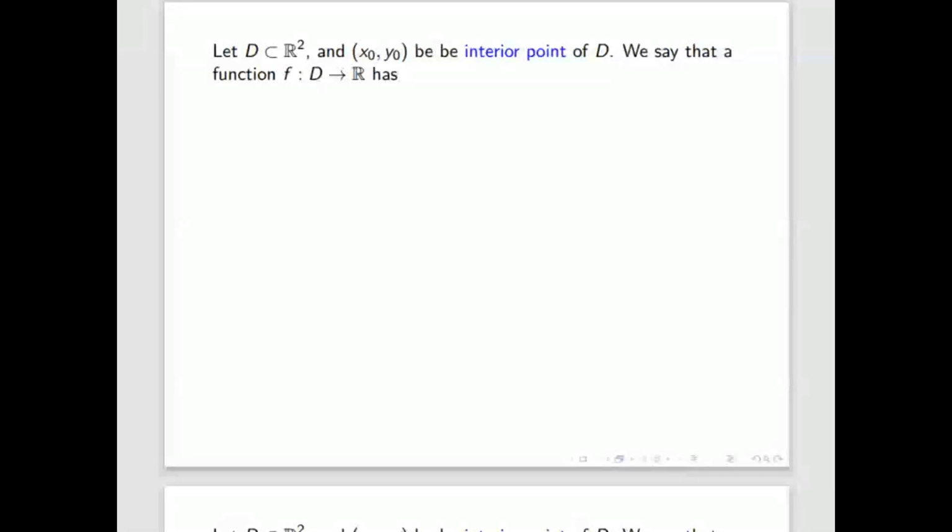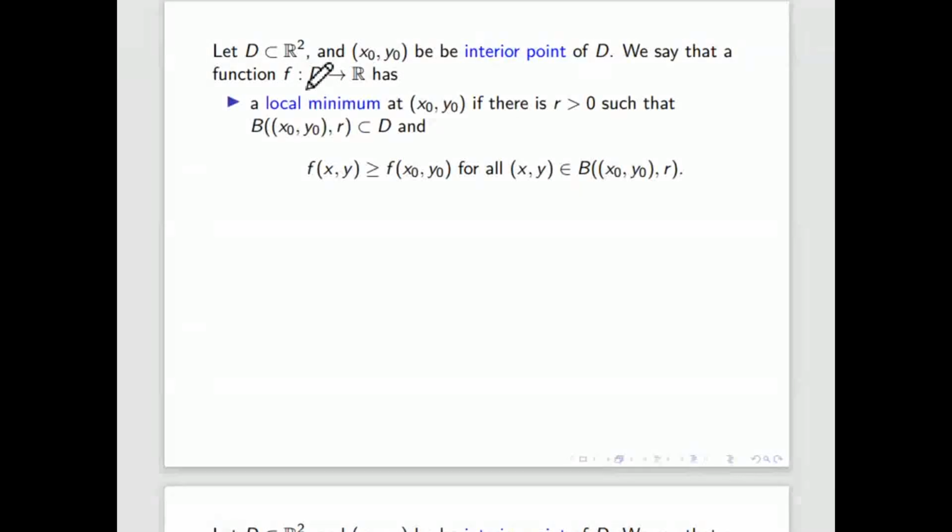So let this be the domain, and the point x0 comma y0 is an interior point. Whatever we learn in the single variable case will give information only about the interior. It will not include any boundary point. The boundary we have to check separately. The same thing will hold here in the two variable case also. And the function is defined from a subset of R2 to R. That D can be R2 also.